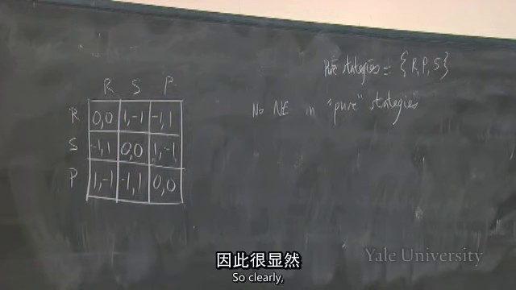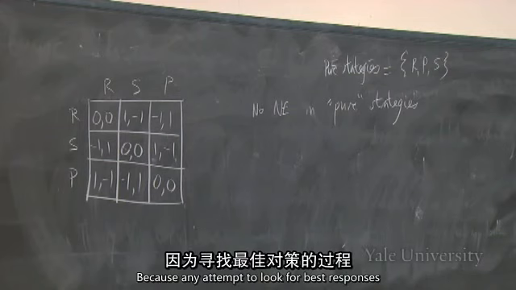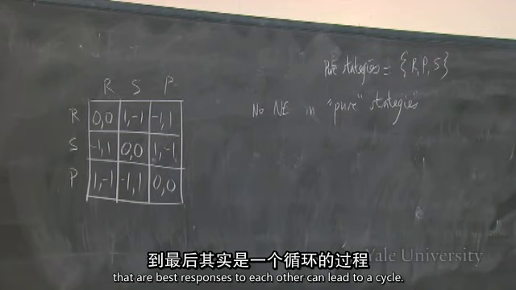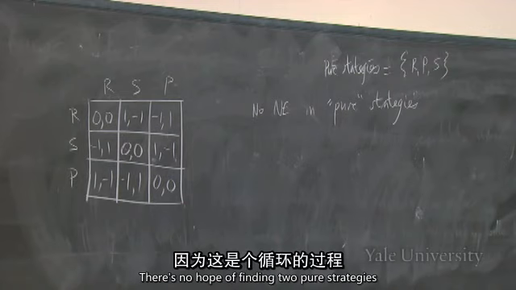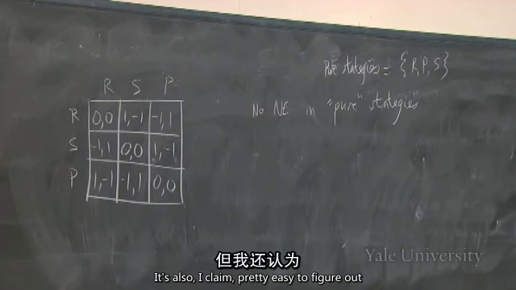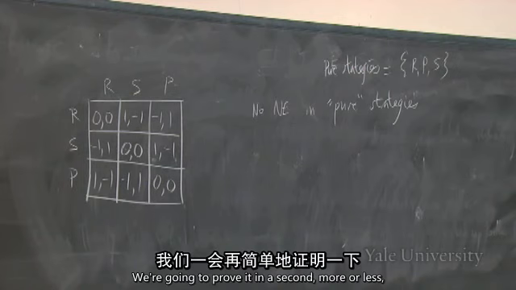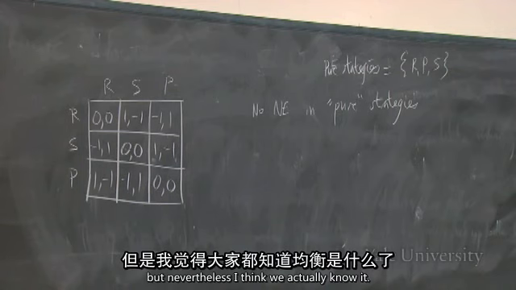Okay, so everyone knows how to play this game. So clearly there's not going to be a pure strategy Nash equilibrium, right? Because any attempt to look for best responses that are best response to each other can lead to a cycle. Right, everyone see that? There's no hope of finding two pure strategies that are best response to each other because of that cycle. Right? It's also, I claim, pretty easy to figure out what must be the Nash equilibrium in this game. We're going to prove it in a second, more or less, but nevertheless, I think we actually know it.